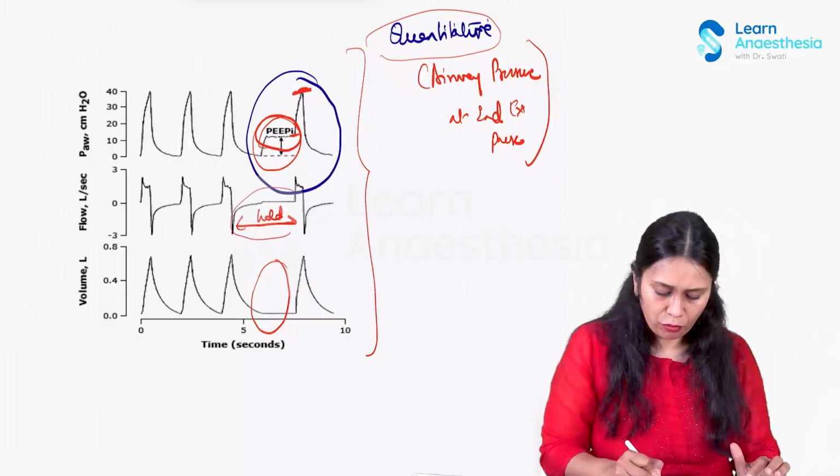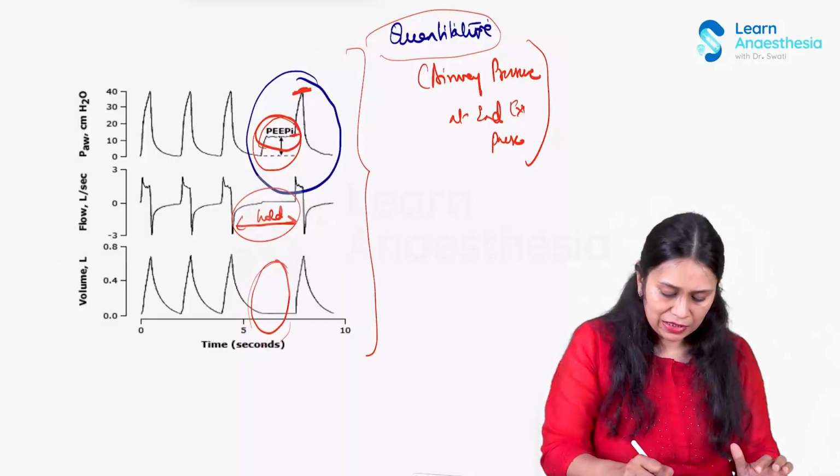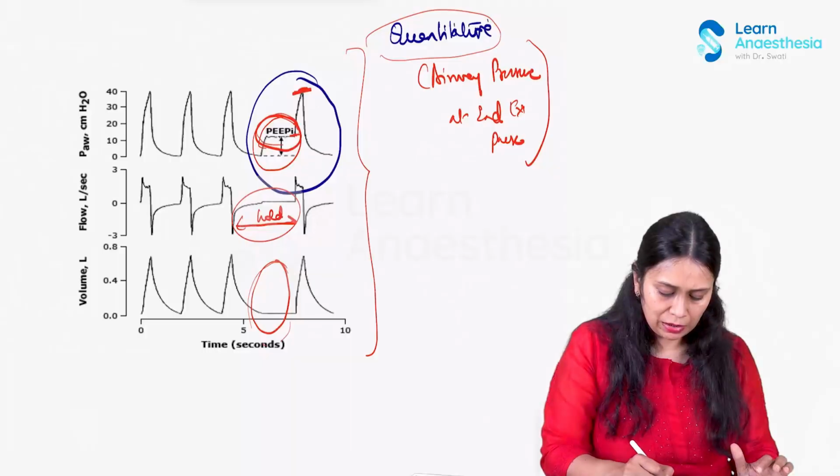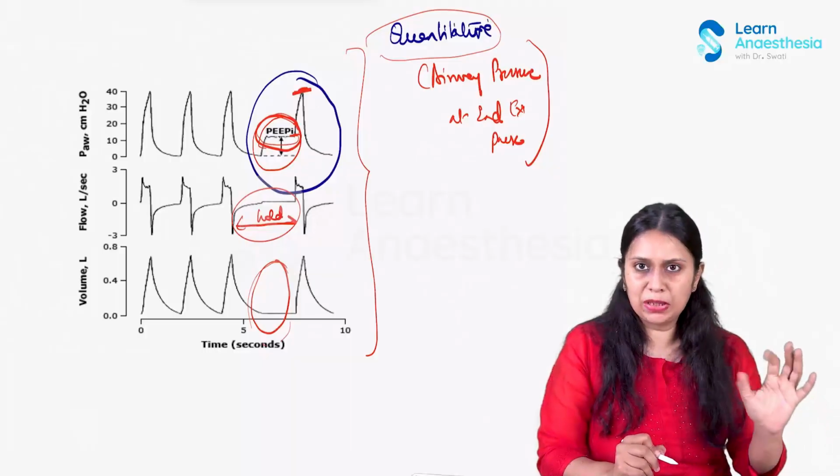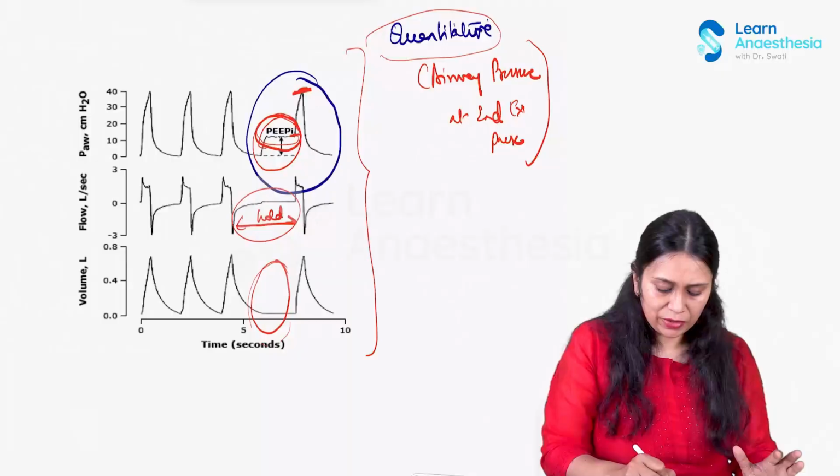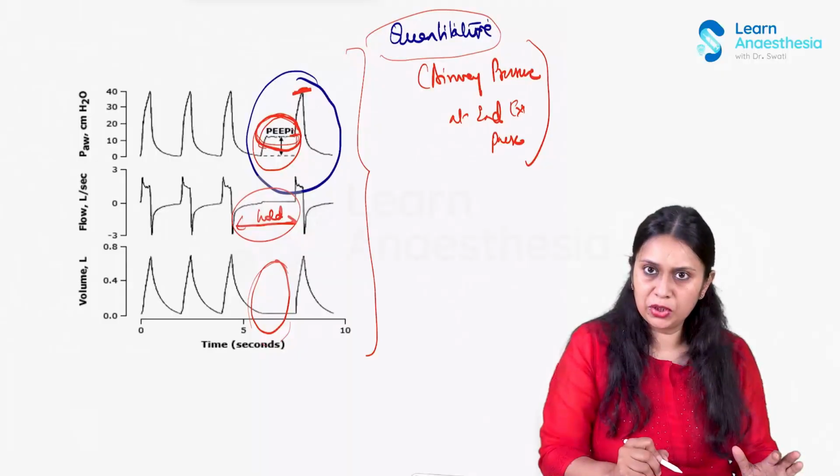There should be no flow of air. There should be no volume passing through the lung. And at this point of time, whatever is the intrinsic PEEP, the pressure which is calculated, by which we will get an idea of intrinsic PEEP of the patient, right?